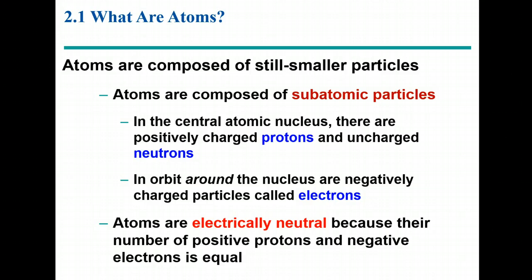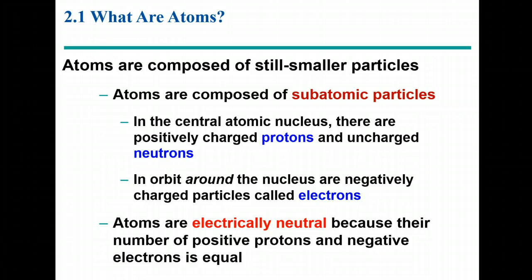What are atoms? Atoms are composed of still smaller particles. Atoms are composed of subatomic particles. In the central atomic nucleus, there are positively charged protons and uncharged neutrons. In orbits around the nucleus, there are negatively charged particles called electrons. Atoms are considered electrically neutral because their number of protons equals their number of electrons.